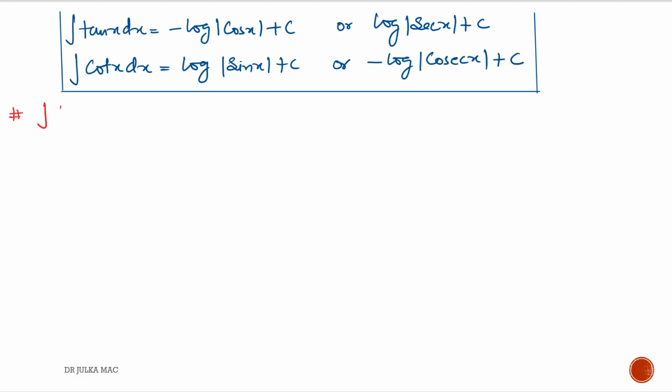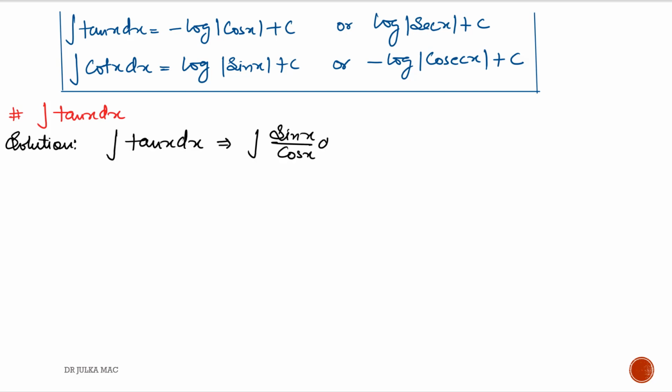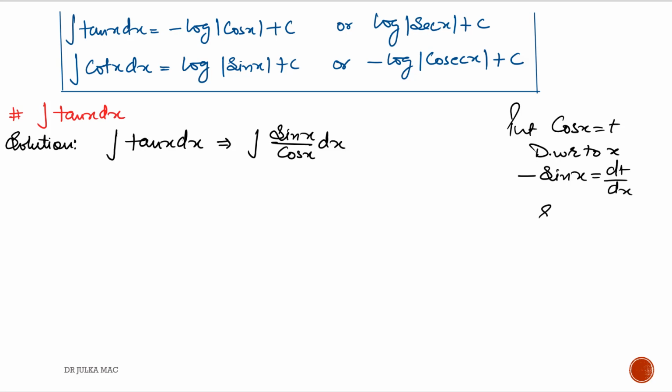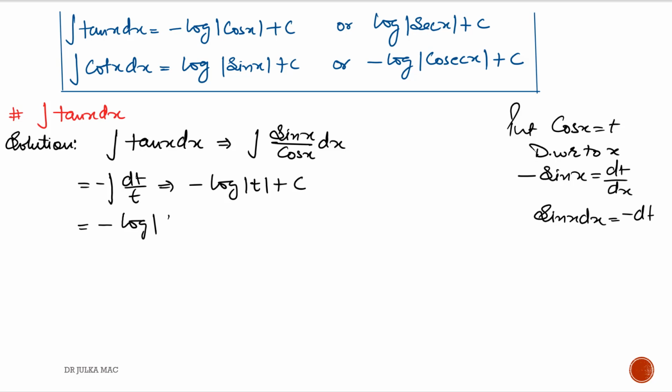So first we prove the formula of tan x dx. We can write tan x as sin x upon cos x. Derivative of the denominator is present in the numerator, so put cos x equals t, differentiate with respect to x both sides, so minus sin x equals dt by dx. Replace minus sin x dx with dt and cos x by t. Integration of 1 by t is log mod t plus c, and replace t by cos x. So the answer is minus log mod cos x.